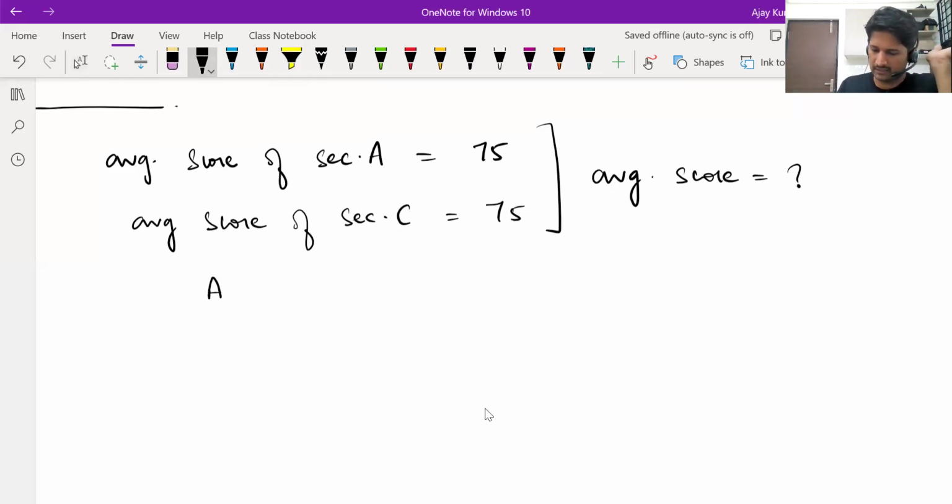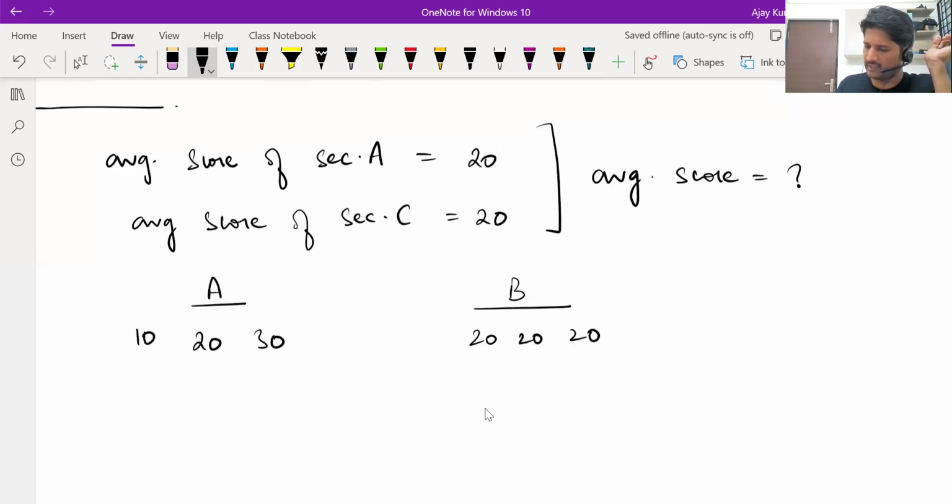In section A, instead of 75, let's take 20. That will be an easy thing to do. Suppose in section A, the scores are 10, 20, 30, average is 20. In section B, let's say the scores are 20, 20, 20, then average is 20. So both section A and section C have averages of 20 itself.